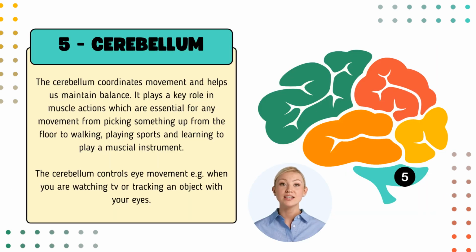The cerebellum coordinates movement and helps us maintain balance. It plays a key role in muscle actions, which are essential for any movement from picking something up from the floor to walking, playing sports, and learning to play a musical instrument. The cerebellum controls eye movement, for example, when you're watching TV or tracking an object with your eyes.